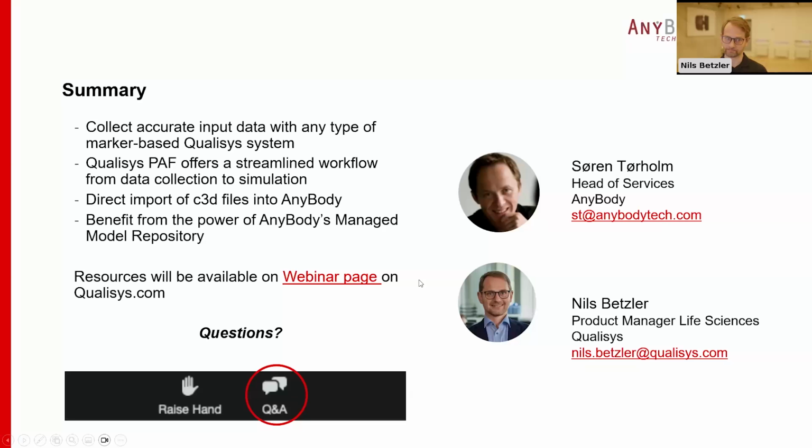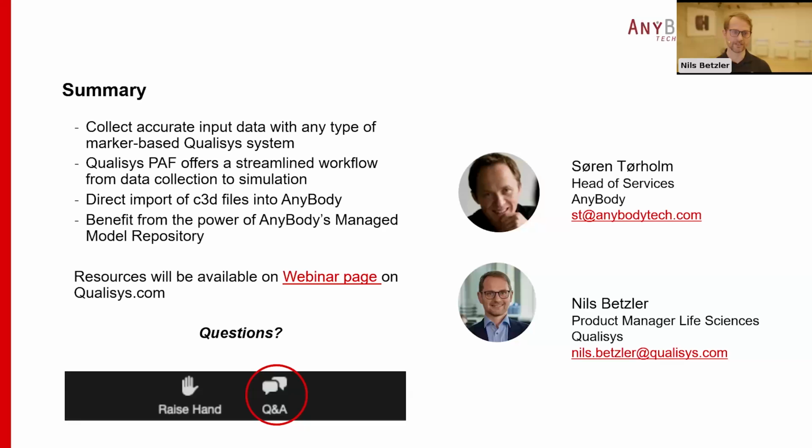But yeah, in summary, I hope you could see that the Qualisys system, as always, allowed us to collect accurate input data. It can be any type of Qualisys system for this type of analysis, an older one, a newer one. That's no problem. And it also works with all external hardware, like different types of force plates and so on. The PAF solution that we showed offers a streamlined workflow from data collection to simulation. So you can structure how the data is collected in folders, what type of data is collected, make sure that no one in your lab who's collecting data forgets anything. And then in the end, you have it in a structured format.